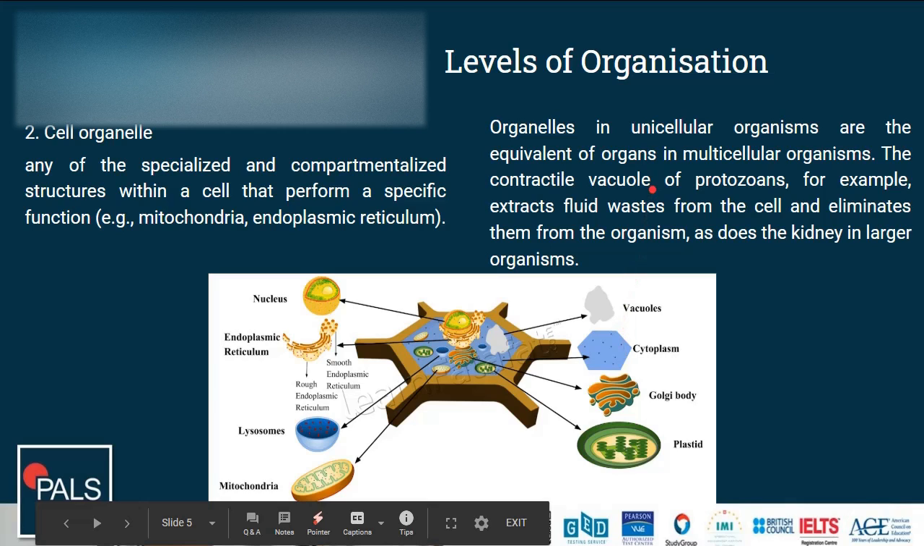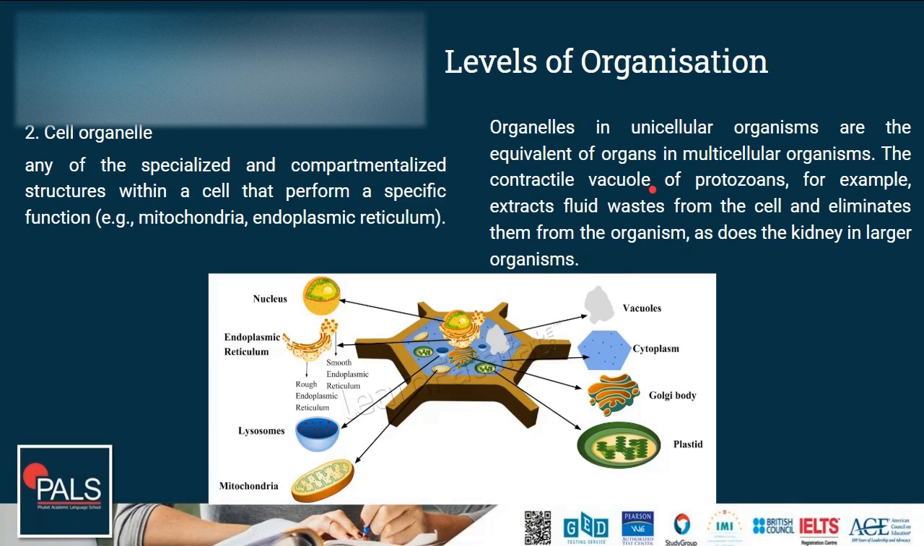Organelles in unicellular organisms are the equivalent of organs in multicellular organisms. The contractile vacuole of protozoans, for example, extracts fluid waste from the cell and eliminates it from the organism. That is what the kidney does in a larger organism like the human.